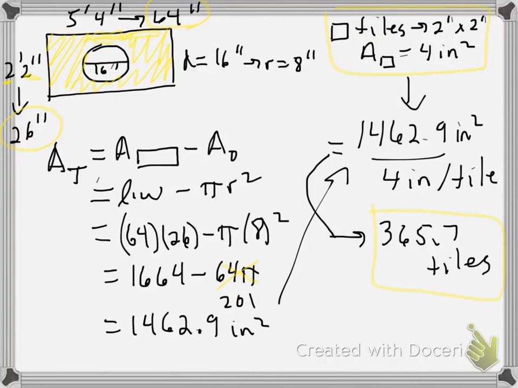A lot of people got it wrong, had 2 in here. They put a 2 there because they just saw the tiles were 2 inches, but that's a length. You need the area of the tiles. So 365 tiles, which I believe is answer choice B.